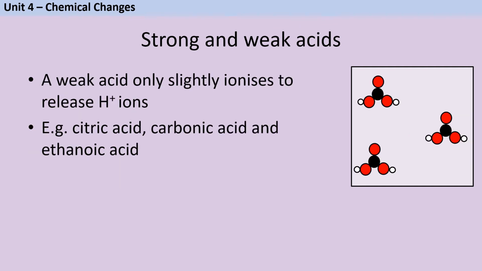If I compare that to a weak acid, like citric acid, carbonic acid, or ethanoic acid, then these acids are far less likely to dissociate and give up their hydrogen ions. I could have 1,000 carbonic acids dissolved in the same amount of water, and maybe only one of them would release its hydrogen ion. And that means that those weak acids are going to have far less of an impact on pH. I could dissolve quite a lot of citric acid in water and I still wouldn't see a very, very low pH.